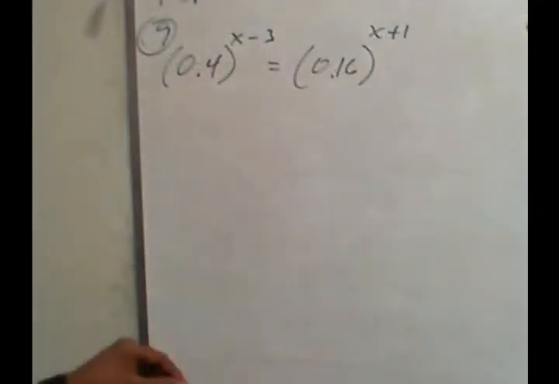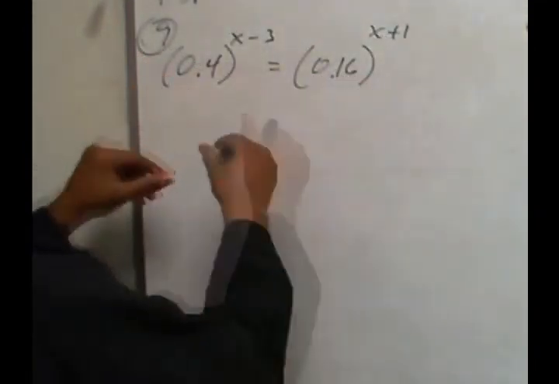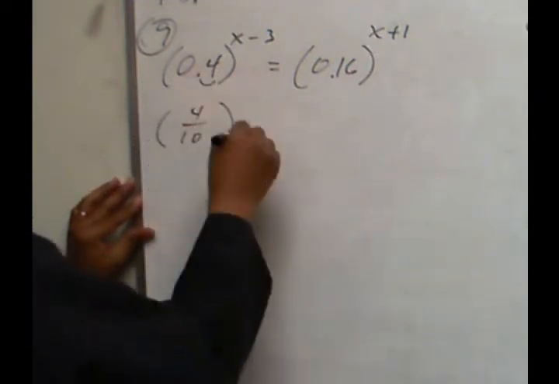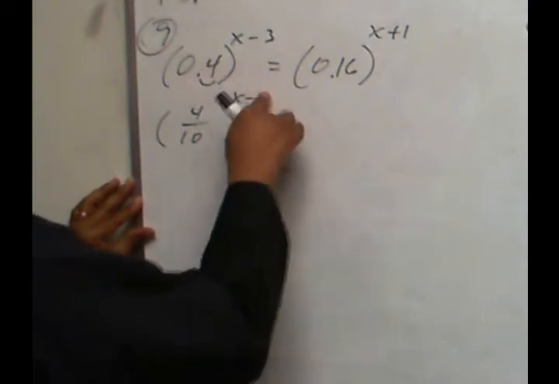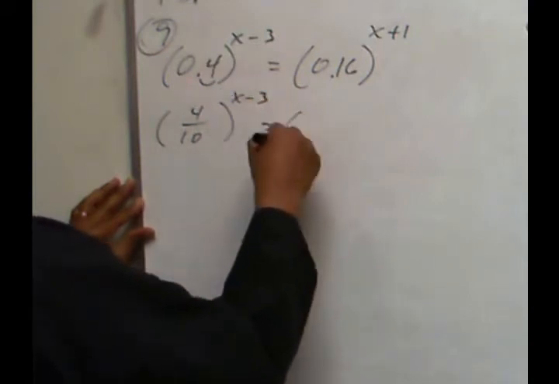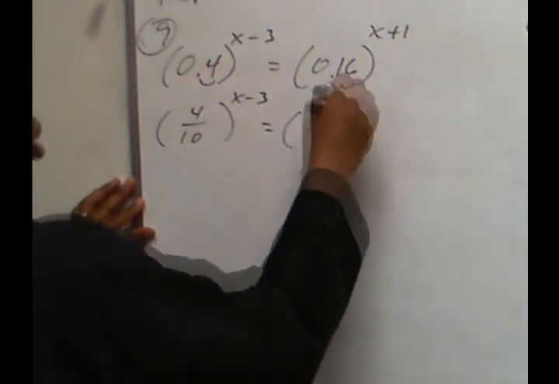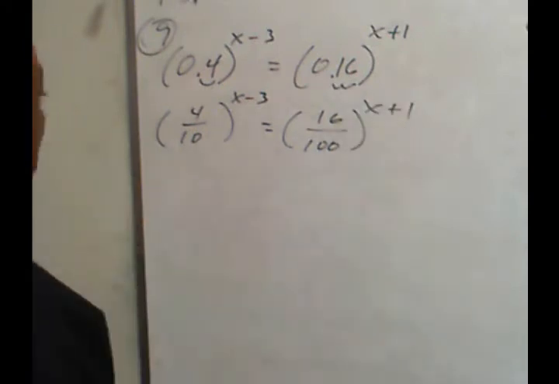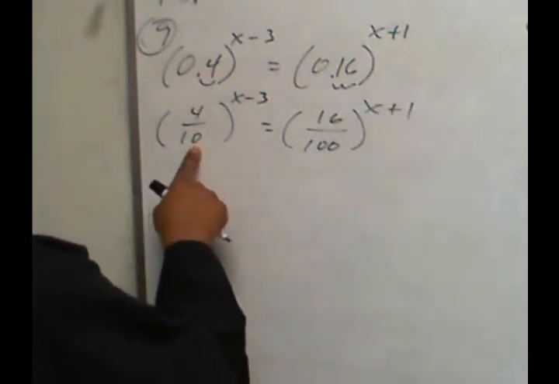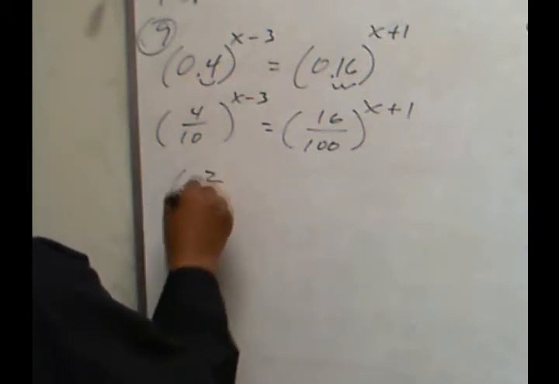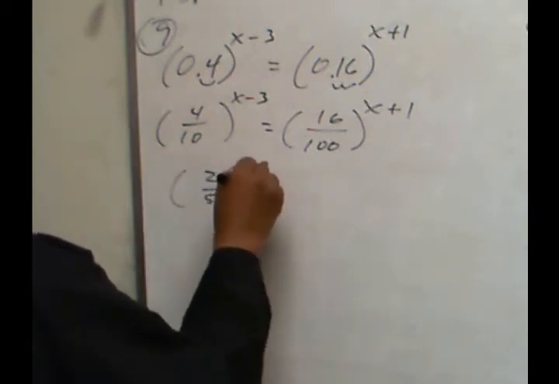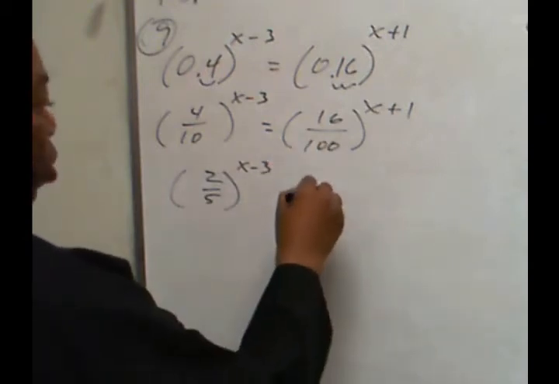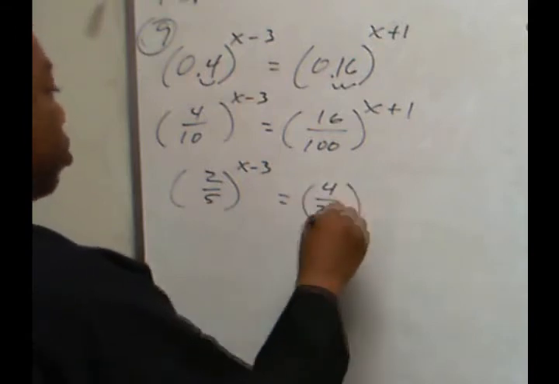Number 9. Once again, we have decimals here in the base. I want to convert these into fractions. This will be a 4. One place over means 10. This will be a 16. 2 decimal places means we have a denominator of 100, and x plus 1. Okay, this will simplify to 2/5. This will simplify to 4 over 25.